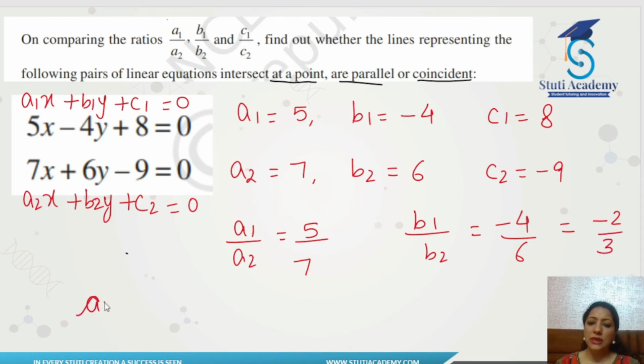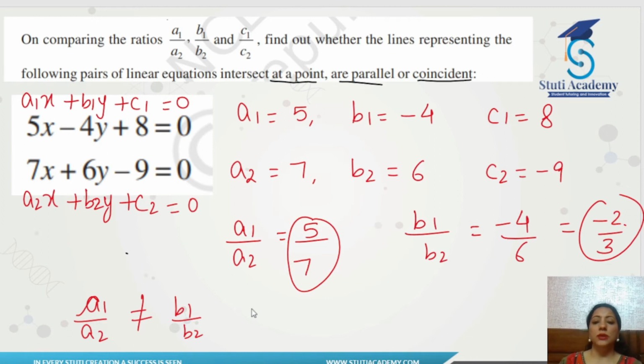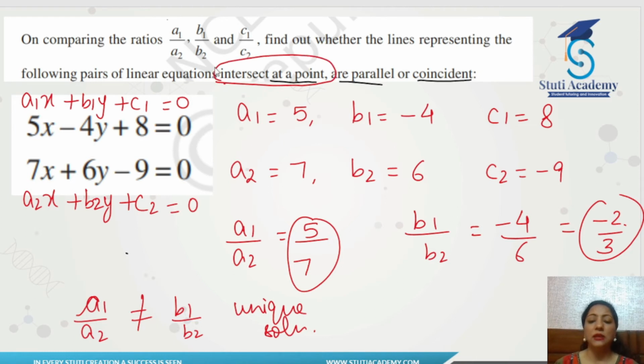So, here as we can see, a1 upon a2 is not equal to b1 upon b2. These two are not equal. So, we'll say that this is the case of unique solution. If we draw graphs of these two equations on a Cartesian plane, we will get one point in common. That means the lines would be intersecting. Intersecting lines, that means here we have unique solution. So, the following pair of equations intersect at a point. Intersecting at a particular point means that's the case of unique solution. a1 upon a2 not equal to b1 upon b2.